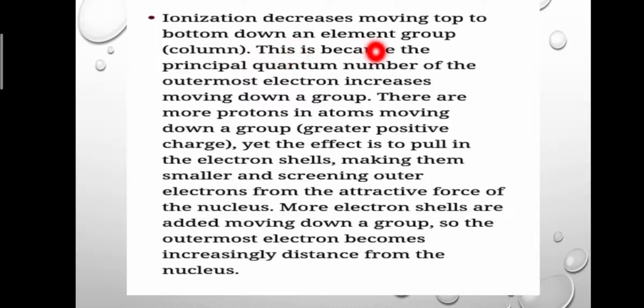Ionization energy decreases moving top to bottom down an element group. This is because the principal quantum number of the outermost electron increases moving down a group. There are more protons in atoms moving down a group, so greater positive charge. Yet, the effect is to pull in the electron shells, making them smaller and screening outer electrons from the attractive force of the nucleus. More electron shells are added moving down a group, so the outermost electron becomes increasingly distant from the nucleus.